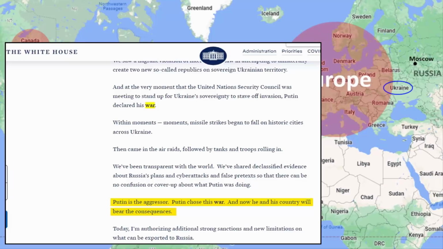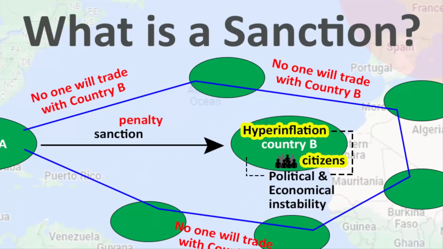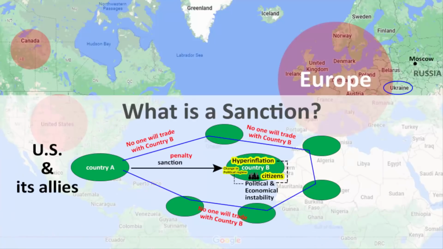And if you have read Joe Biden's statement, he said, "Putin chose this war, and now he and his country will bear the consequences." That line, "he and his country will bear the consequences," it means Russian President Vladimir Putin, his government, and the Russian citizens will bear the consequences. So this is what I meant. The governments of these Western countries are expecting some kind of political and economic instability to happen inside Russia. So this is the whole idea behind putting sanctions.